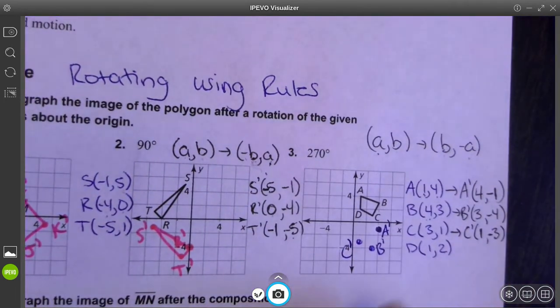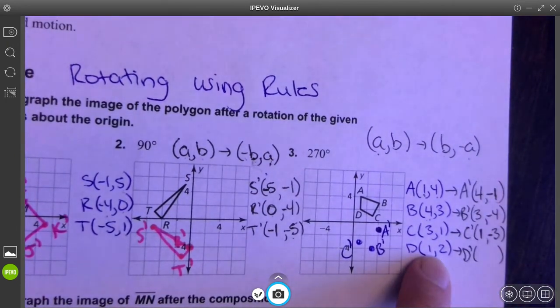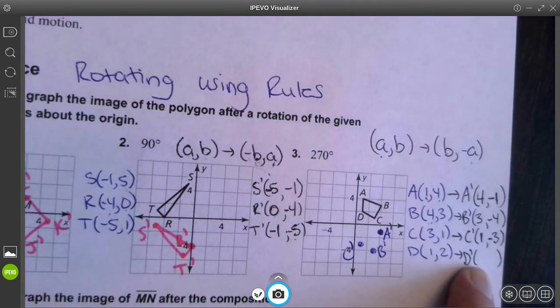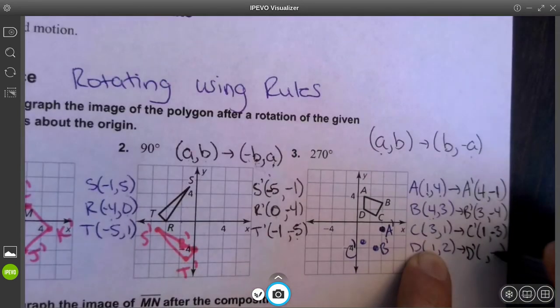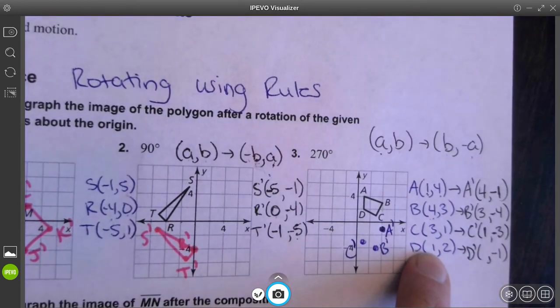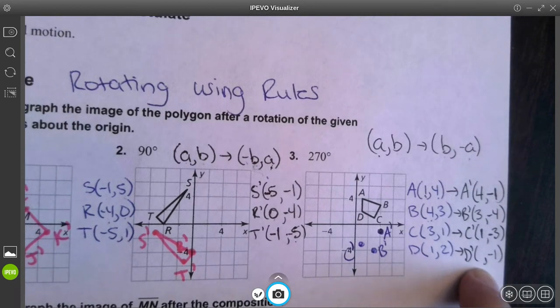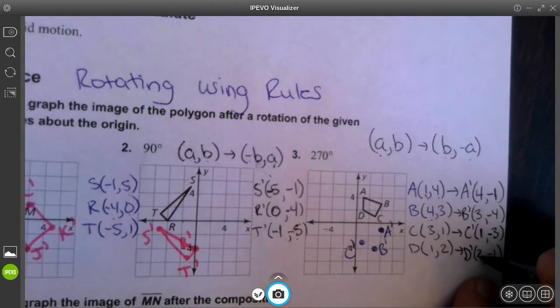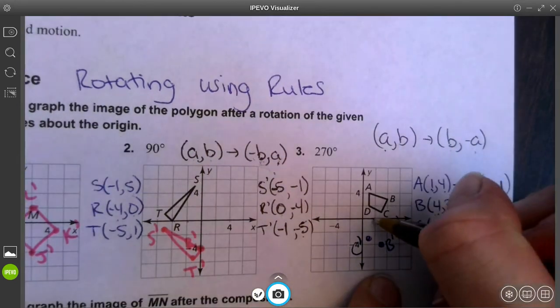And finally, to get D prime, the x-coordinate of my pre-image will become the y-coordinate of my image, but the opposite. The opposite of +1 is -1, so -1 is the y-coordinate of D prime. The y-coordinate of my pre-image will become the x-coordinate of my image, so 2 is the x-coordinate of D prime. D prime is located at +2, -1.